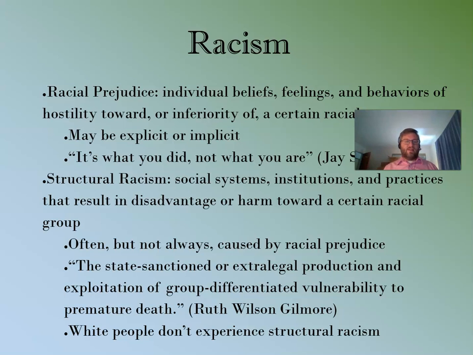structural racism. She's describing it as either state-sanctioned, that is, something that is a product of the laws that are in place within the society, or extra-legal. It could be stuff that's happening outside of the framework of the government, and it produces and exploits. So somebody is benefiting from perpetuating these racist systems, right? This isn't just a thing that happened and where did that come from, right? People are actually benefiting from marginalizing certain racial groups. And the end result is vulnerability to premature death.